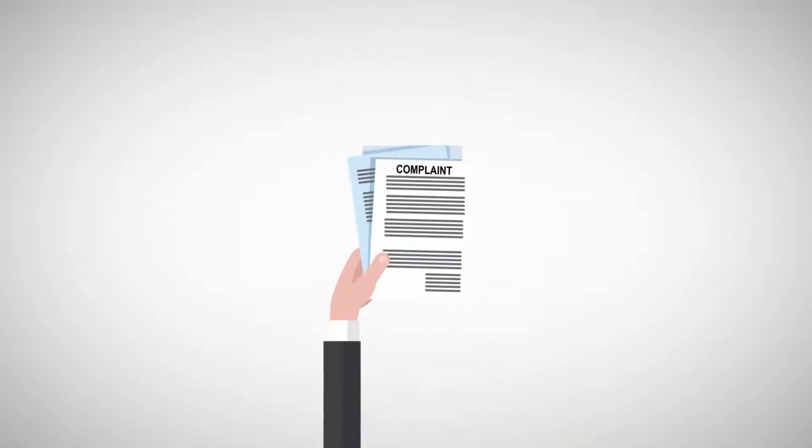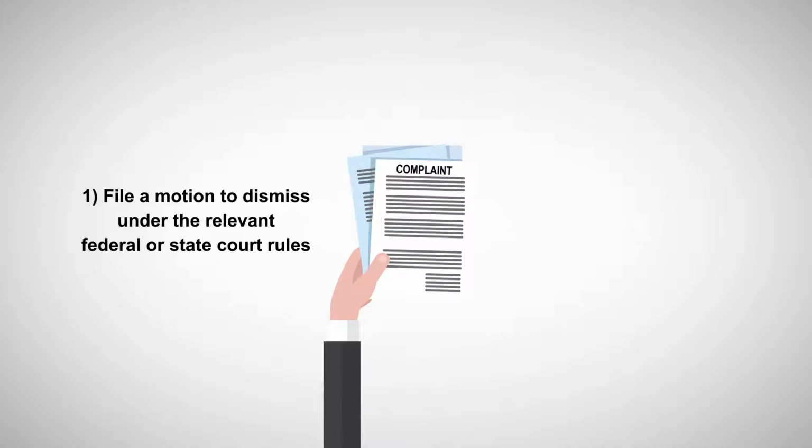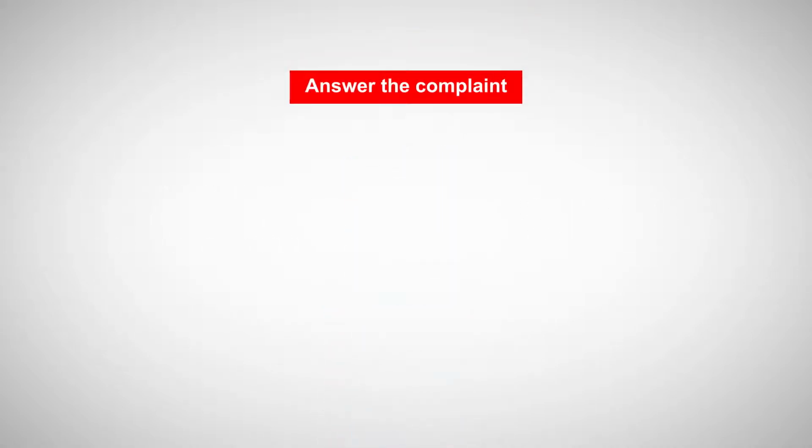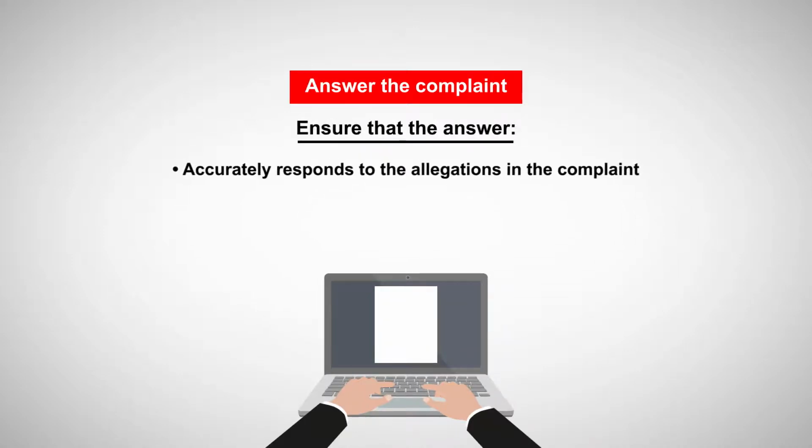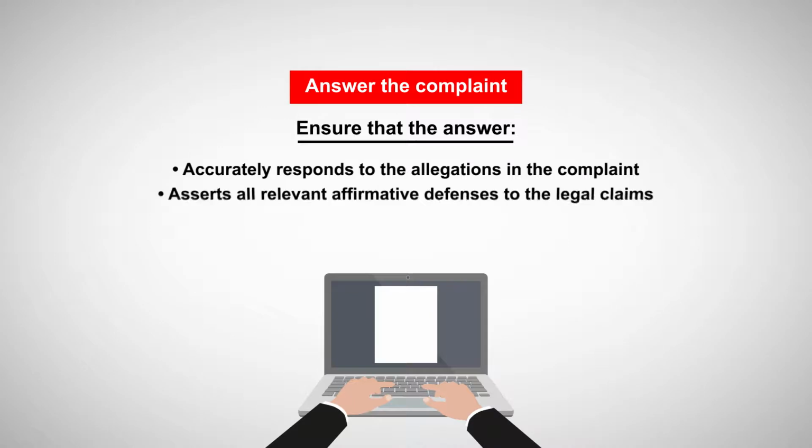When served with a complaint, a person can either 1. File a motion to dismiss under the relevant federal or state court rules, or 2. Draft an answer to the complaint. If one decides to answer the complaint, several rules should be followed to ensure that the answer accurately responds to the allegations in the complaint, asserts all relevant affirmative defenses to the legal claims in the complaint, and sets forth counterclaims and cross-claims, if applicable.